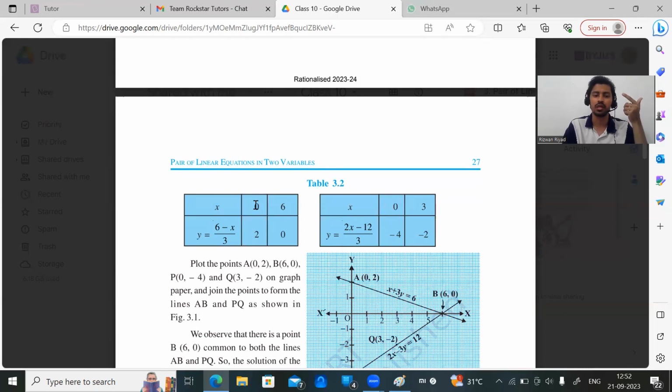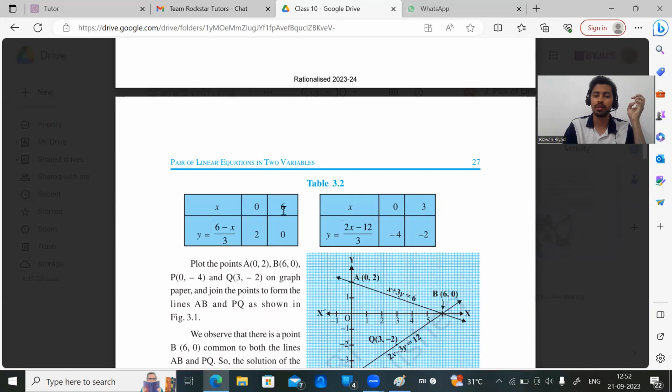You can see first we are putting x equal to 0. What happened to this equation if you put x equal to 0? This x becomes 0. So y equal to (6 minus x) whole divided by 3 becomes (6 minus 0) whole divided by 3. Any number minus 0 is that number only, so 6 minus 0 means 6 only. So 6 divided by 3 is 2. That's why you can see 2 here. If you put x equal to 0, you will get y equal to 2.